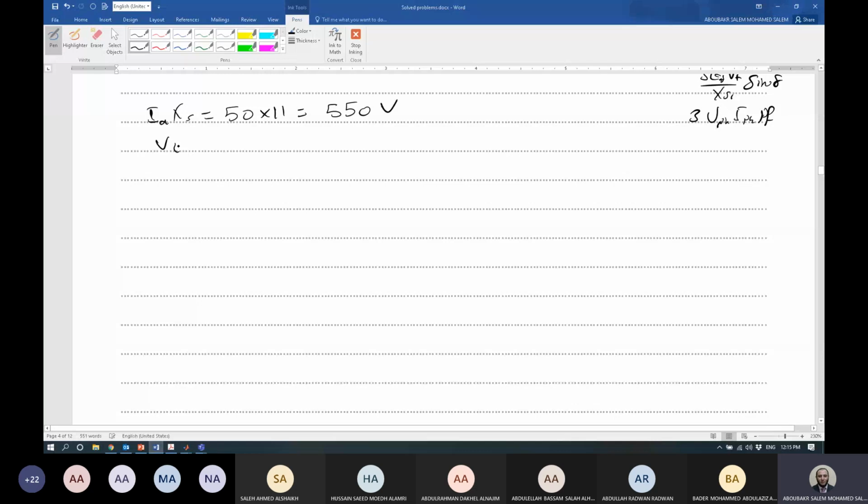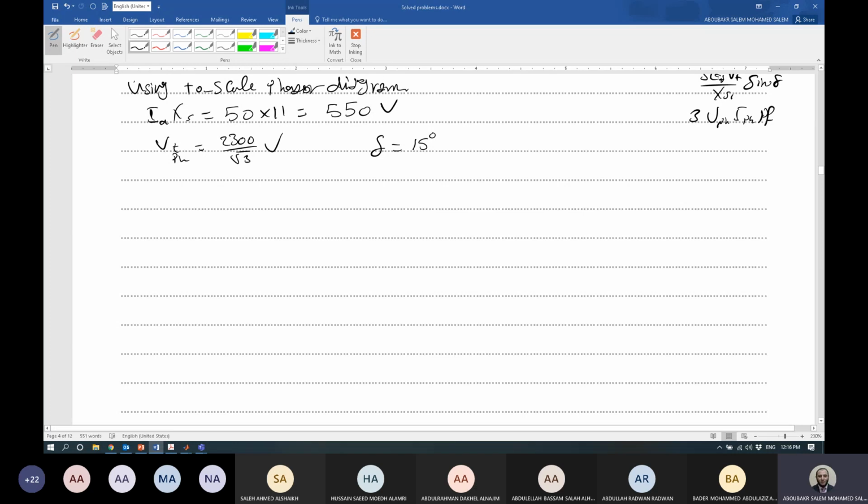We have V terminal equal to 2300 volt over square root of 3. This is the terminal phase, okay? And we have power angle delta equal 15 degree. How can we solve it? Let's draw together the phasor diagram to scale. Let's see the graphical solution using a to scale phasor diagram.